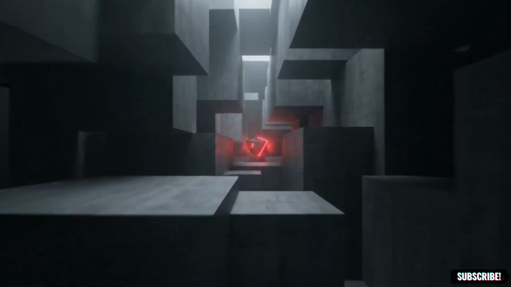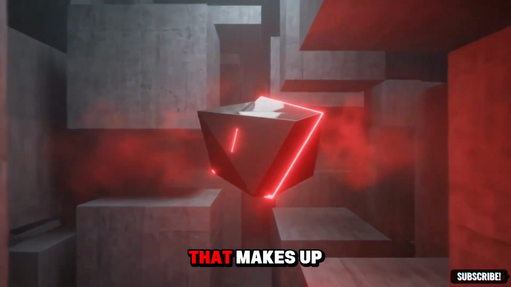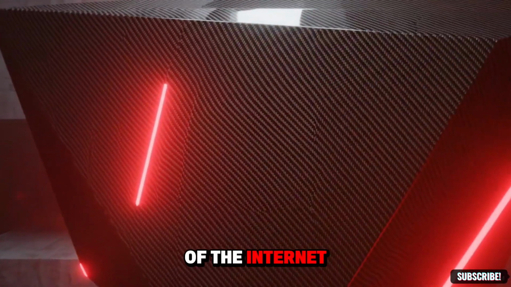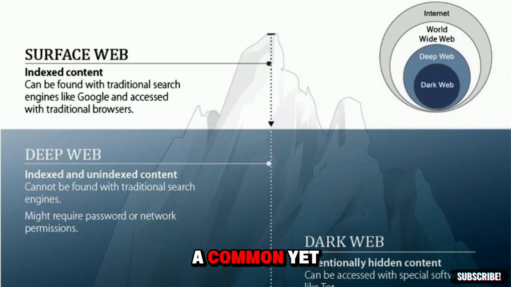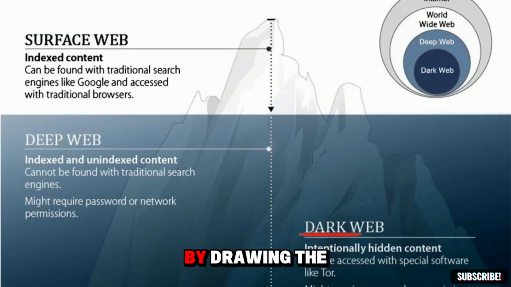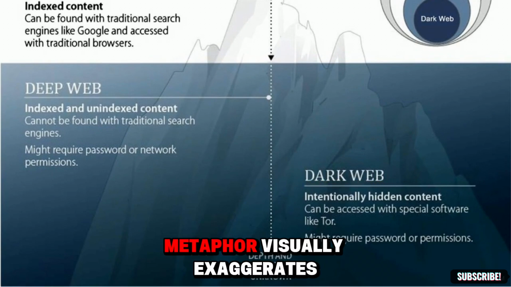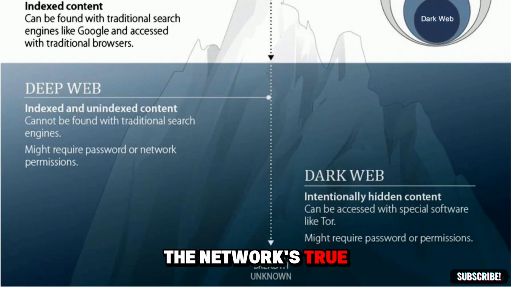Despite its reputation as a sprawling digital underworld, it is a microscopic anomaly that makes up less than 1% of the internet. This diagram shows a common yet entirely inaccurate representation of the internet. By drawing the dark web as a massive, looming foundation, the iceberg metaphor visually exaggerates the network's true scale.